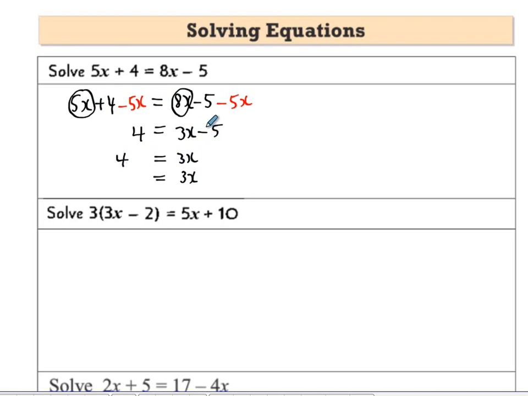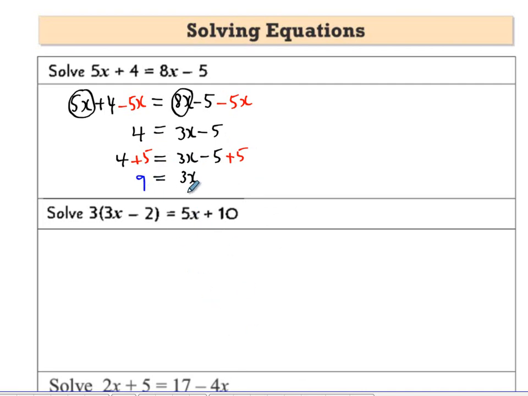What we need to do now is let's get rid of the minus 5. To get rid of minus 5, we just plus 5. I've got to write down the minus 5 here, so plus 5. Plus 5 on the right, and then plus 5 on the left. I will have then 3x on the right, because minus 5 and 5 is 0. 4 plus 5 on the left gives me 9.